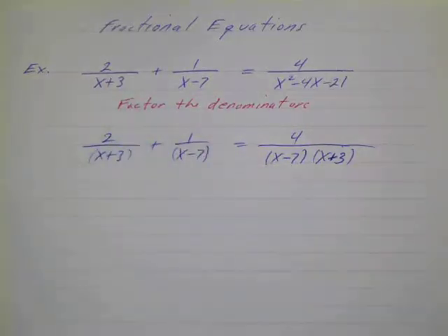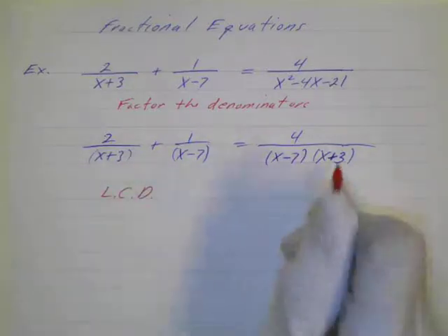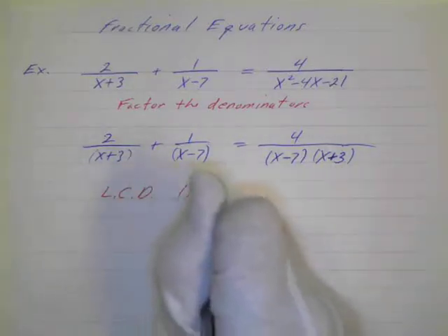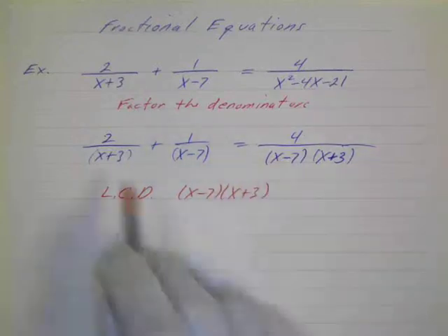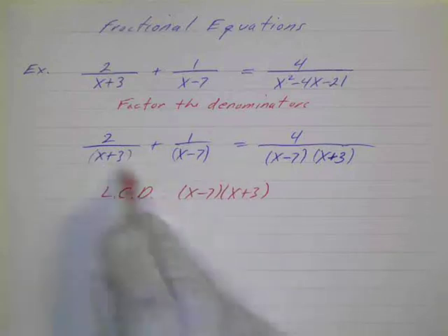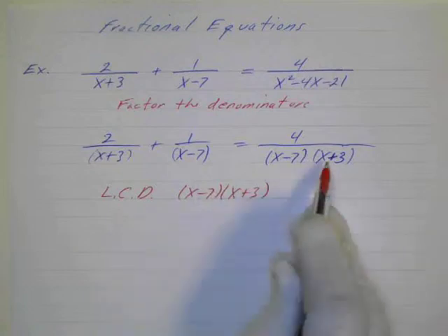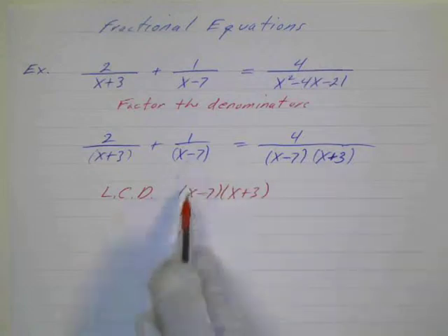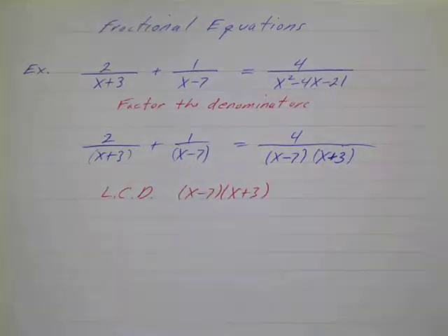So when we build our least common denominator, our LCD, I'll just try the largest one first. X minus 7 times x plus 3. And notice that you can see x plus 3 right here. You can see x minus 7 right here. So both these denominators divide into this LCD. If I divide this by x minus 7, I get x plus 3. If I divide this by x plus 3, I get x minus 7. So all the denominators divide into the LCD. So that's what I multiply both sides by.